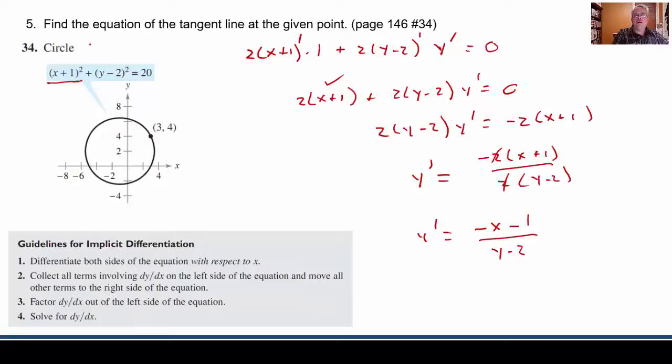And then we want to evaluate it at the point 3, 4. So we can put 3 in for x, 4 in for y. We have y prime equals minus 3 minus 1 over 4 minus 2. I get minus 4 over 2, which is negative 2. So that makes sense. The slope looks like it's negative right there. That's the slope of the tangent line there.